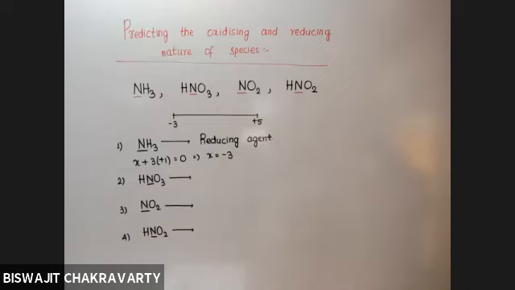So to predict the oxidizing or reducing nature of any species, you have to calculate the range for the central atom. In all these 4 compounds, the central atom was nitrogen, and that is why we calculated the oxidizing and reducing nature. And before that, we had to calculate the range for nitrogen. Understood? Can I move on? Yes, sir. Okay.